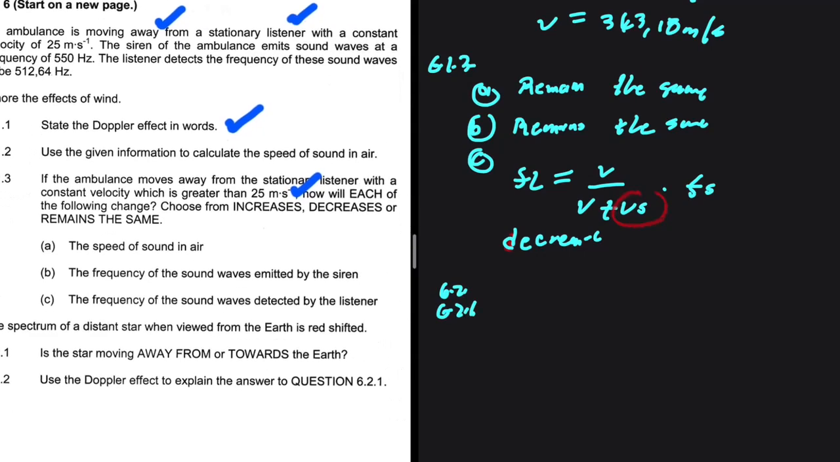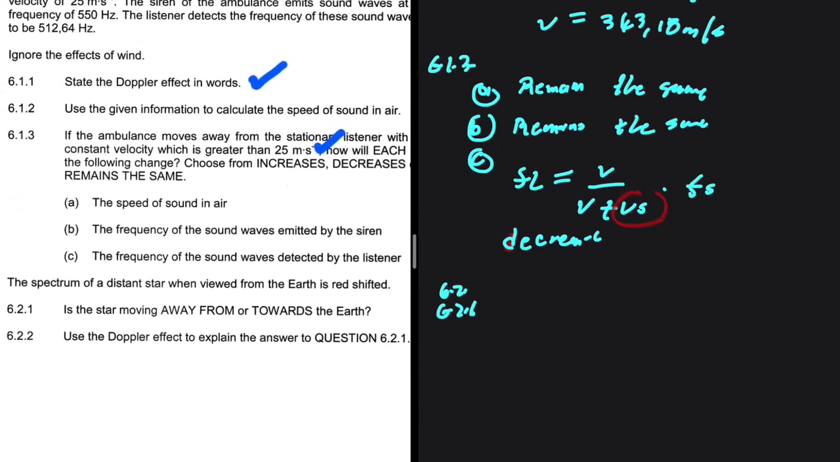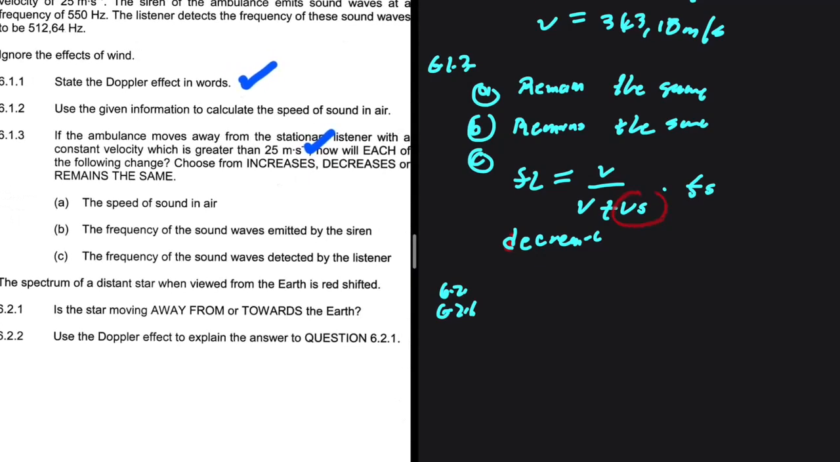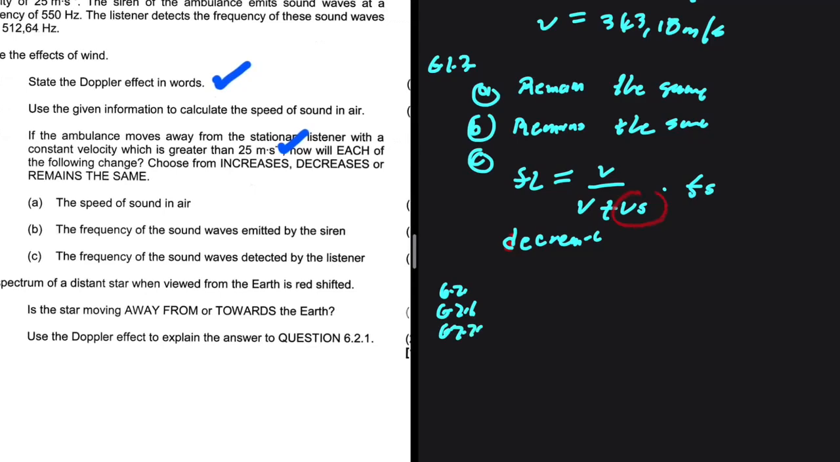And then 6.2.1: the spectrum of a distant star when viewed from the Earth is redshifted. Is the star moving away or towards the Earth? And 6.2.2 says: use the Doppler effect to explain the answer to question 6.2.1. I'm interested in how you answered this question. So 6.2.1, is it moving away or is it moving towards?